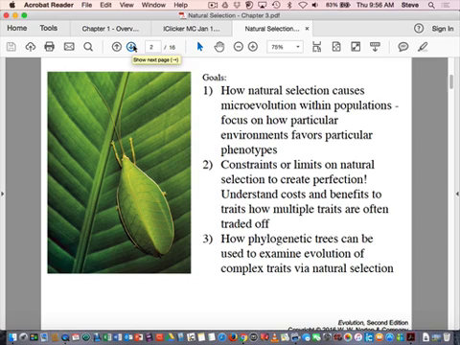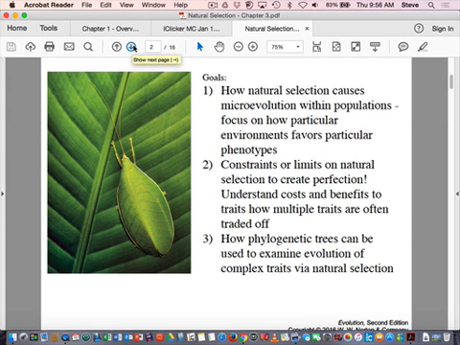So here are the goals. I'm going to talk about how natural selection causes what we call microevolution within populations. And what we mean by microevolution is real simple: small evolution. So we're looking at how evolutionary changes occur on a small time frame within a population. That's what we call microevolution. Macroevolution is the fossil record, large time scale evolution. Here we're primarily just looking at these sorts of things.